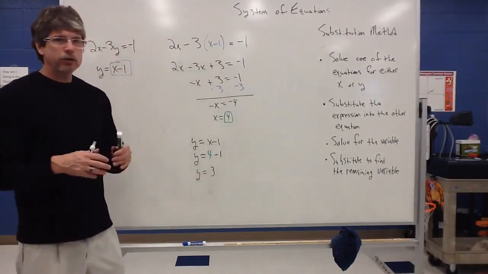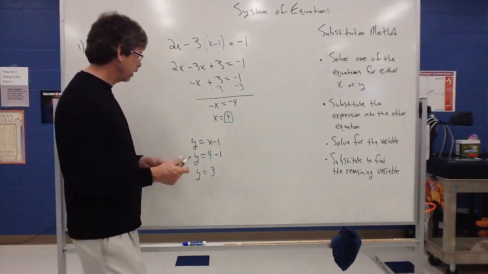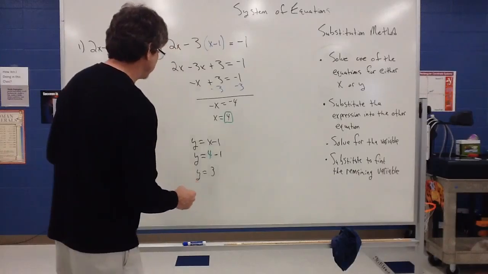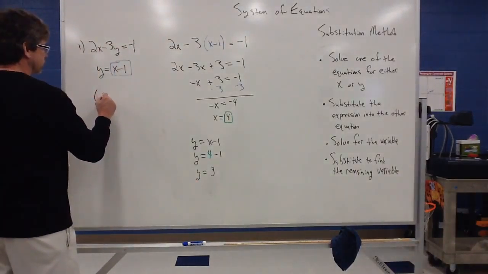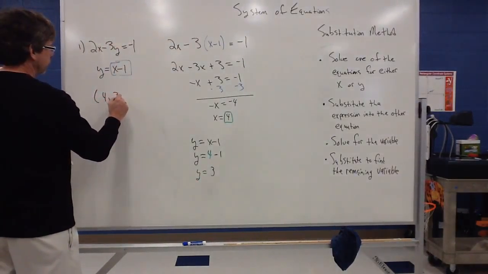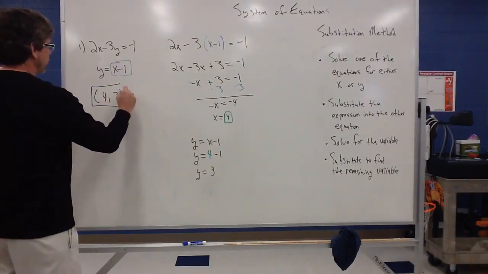Now remember, your solution is that ordered pair. So we put this together. X is 4, and your y was 3. So 4, 3 would be the solution.